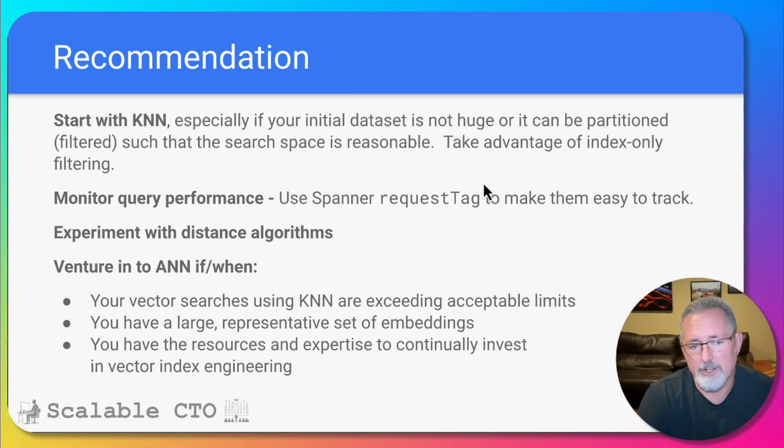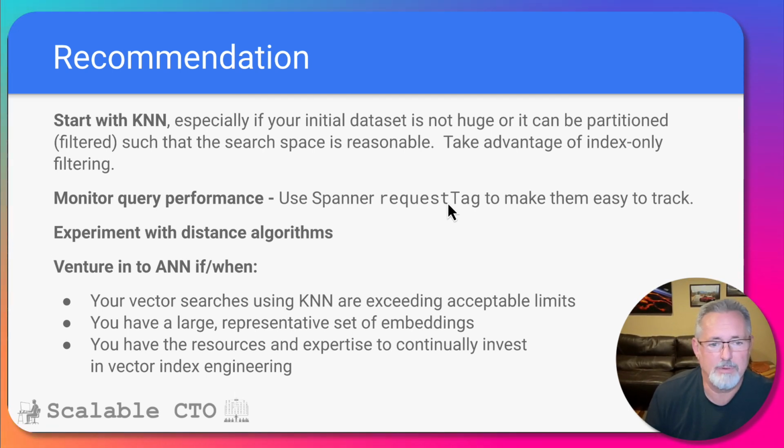And you can monitor your query performance. So you can use the Spanner request tag, which is a tag that you can pass in via code in your Spanner queries to make them easy to track. So it'll sort of bundle up all these KNN queries into one little bucket, and you can go back into the Spanner UX and analyze how those queries are doing, how long they're taking, how many records they're returning, that sort of thing. So you can get a little bit of telemetry, sort of understand the shape of how these things work.